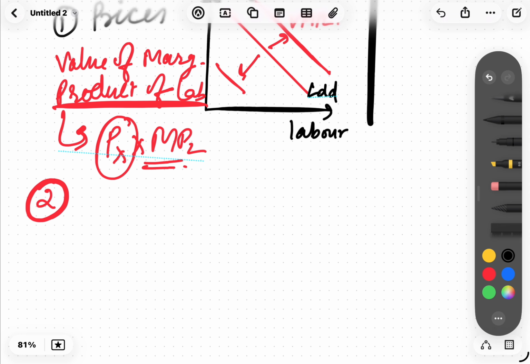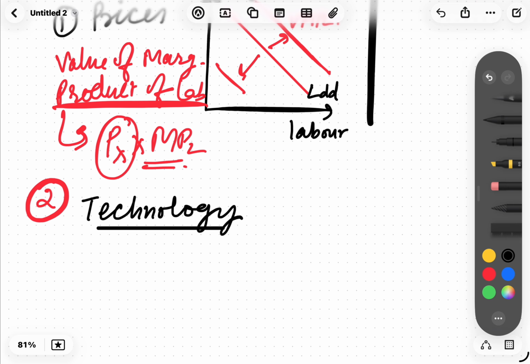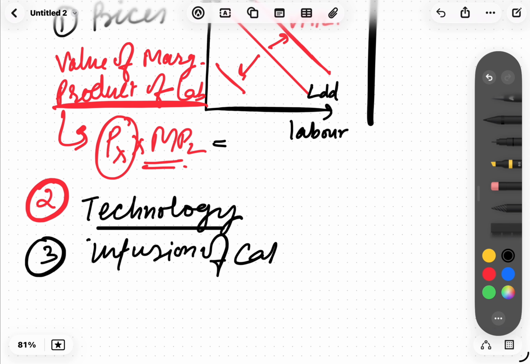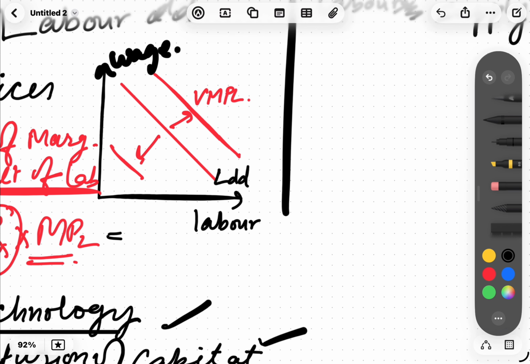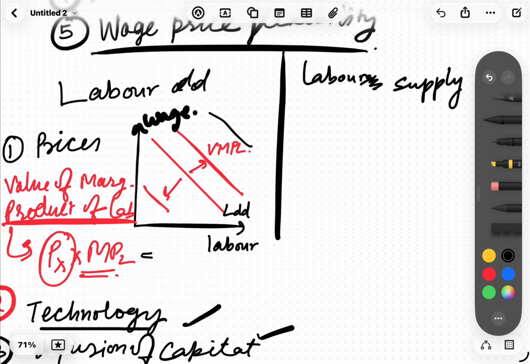So, the second factor that affects the labor demand is technology. Technology affects the MPL. The third thing is infusion of capital. Right, infusion of capital. So both of them have a direct relation, and if technology is increased, it will shift forward. If capital is infused, it will shift forward.